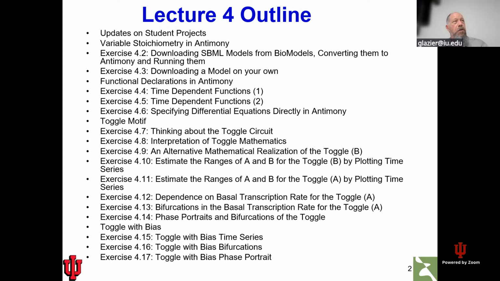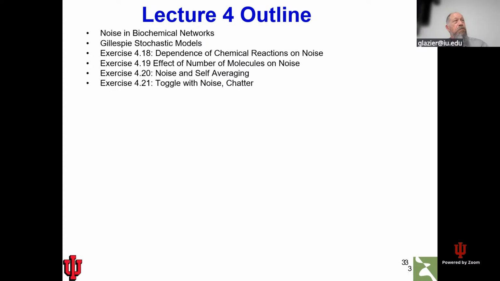And then we're going to do two things that are a little bit separate from the rest of the class, but are quite useful. One of which is how to download pre-existing models and run them. And then we'll talk a little bit about functional declarations in Antimony, which we've actually, I think, already used. And then we're going to jump into the toggle, which was one of the homework problems, and do some analysis. And I really would like, if possible, to get to stochastic modeling today. If we don't get to stochastic modeling today, then we'll do that next week.